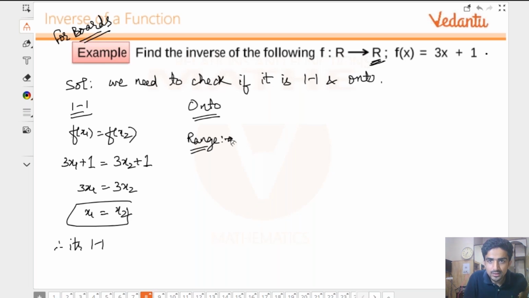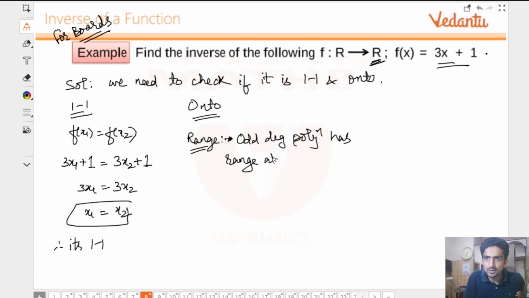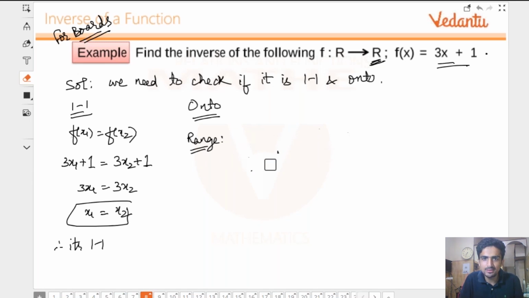Now range, because it's an odd degree polynomial, has range all real, which is equal to codomain and hence function is onto. But how to write it in your boards? That is a straightaway result we shouldn't be using in boards. In board we have to find range properly step by step.